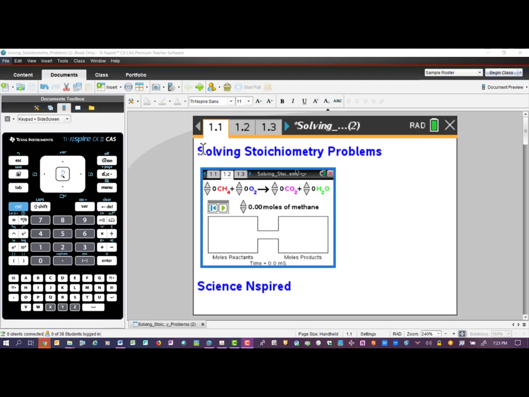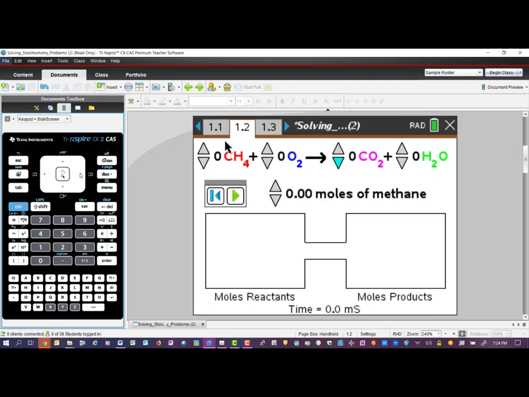I'll also be using a few of the buttons on the keypad so that, if you're following along with your graphing calculator, you can see which buttons I'm pressing as well. In order to go between the different pages, I can either move my cursor to the next page and click to select it, or I can press Control and then the right arrow on the keypad, and it will take me to the next page as well.